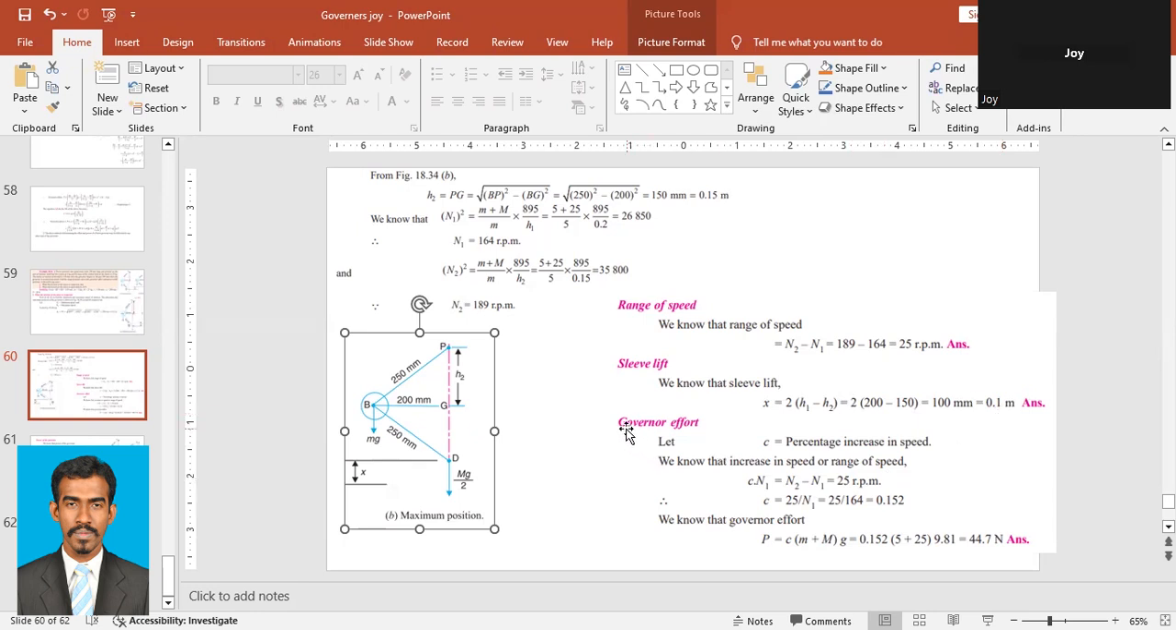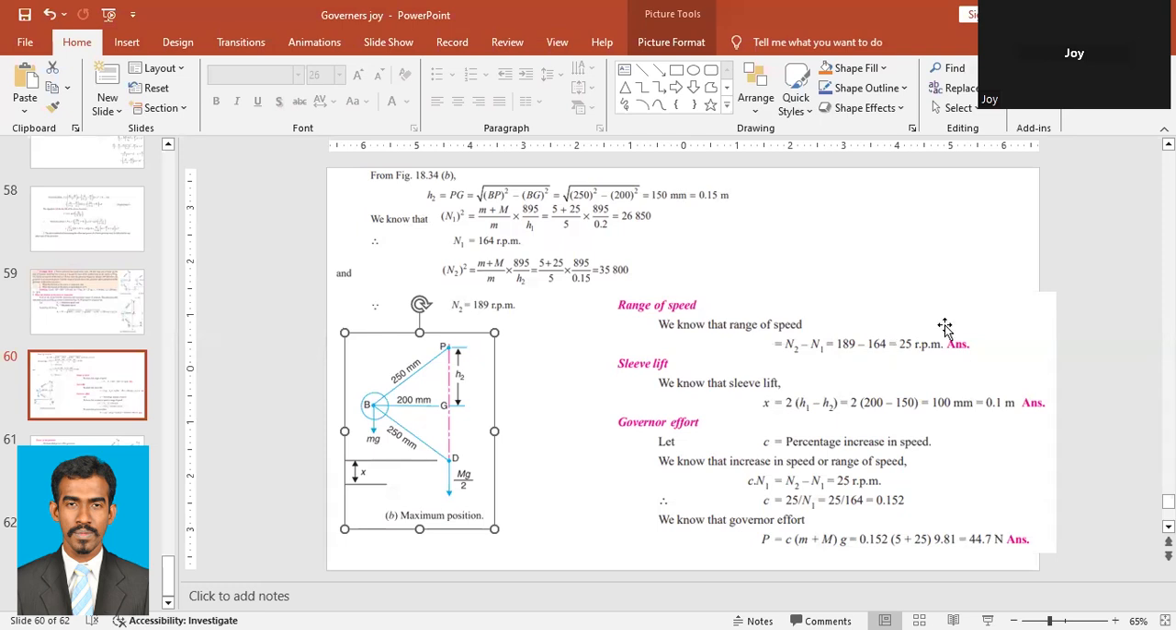Then we have governor effort. Let's see the percentage increase in the speed. C is the percentage increase in the speed. We know the initial speed, we know the maximum speed, but we don't know how much is the percentage increase, so we'll calculate this first. The increase in the speed, the range of speed, is equal to N2 minus N1, that is 25 RPM. We need to know how much is that percentage.